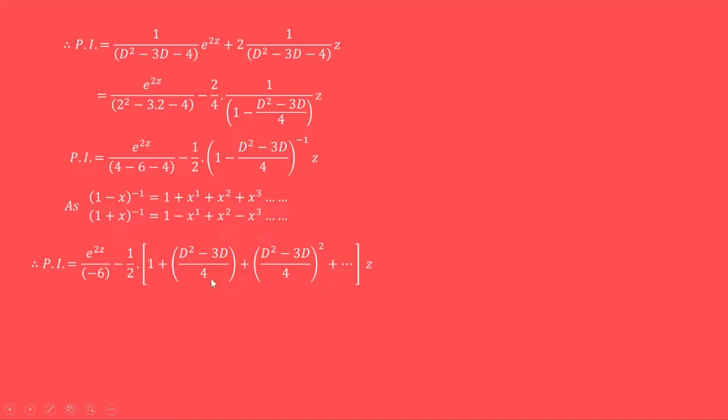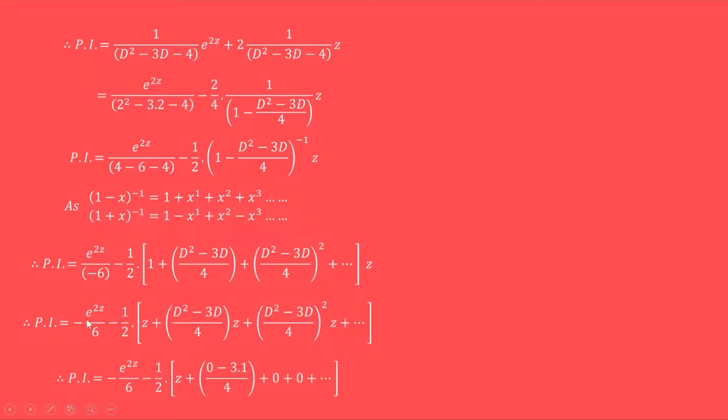Now take this z inside. So this is equal to minus e raised to 2z upon 6, minus 1 upon 2, z plus (D squared minus 3D) upon 4 into z, plus ((D squared minus 3D) upon 4) squared into z, plus and so on. Here we observe that the first derivative of z is 1 and the second derivative is 0. In the second term this value will become 0, and all the values next to this one will become 0.